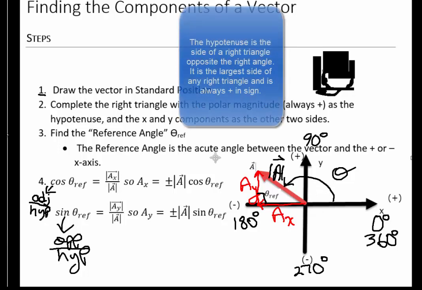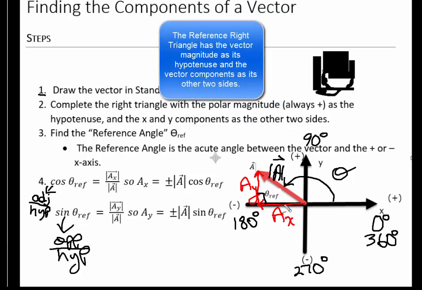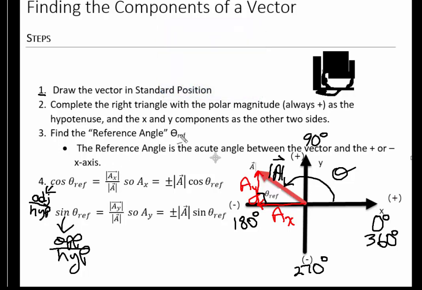Step two, complete the right triangle with the polar magnitude, always being positive, being the hypotenuse of what's called the reference right triangle. The other two sides of the reference right triangle are the x and the y components, as depicted here. Step three, find the reference angle theta ref.